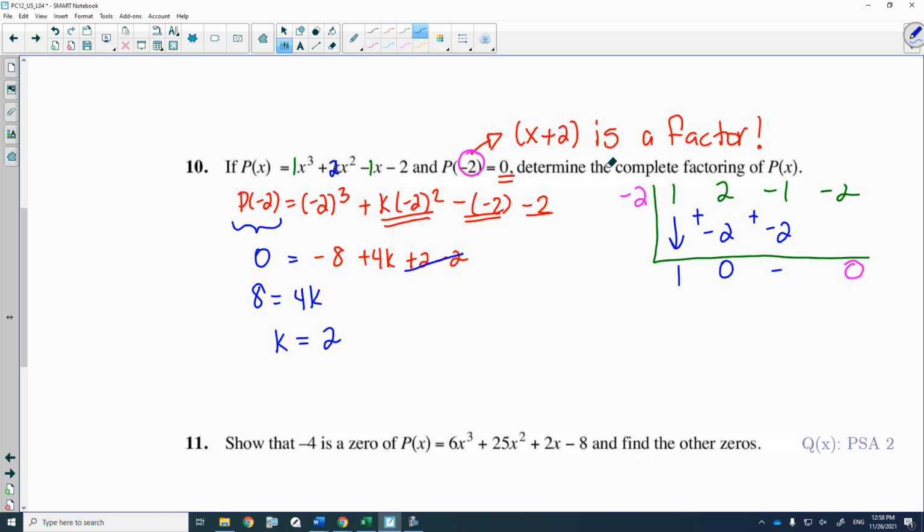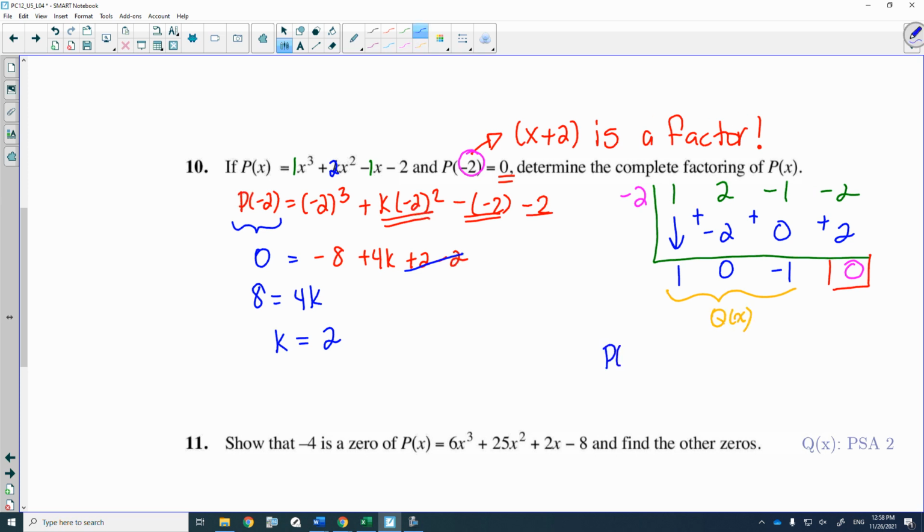Nope, sorry, 0 times -2 is 0. -1 plus 0 is -1. Multiply and you get 2. Add -2 plus 2 gives us what we were looking for, which is a remainder of 0. This is our q of x.